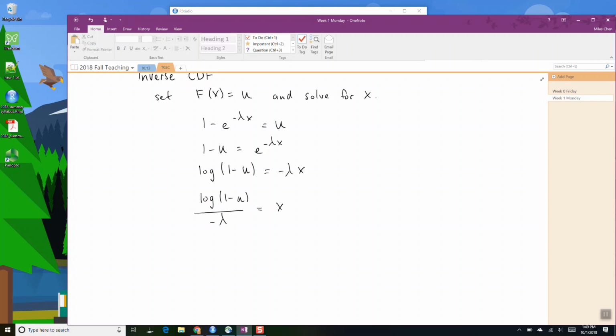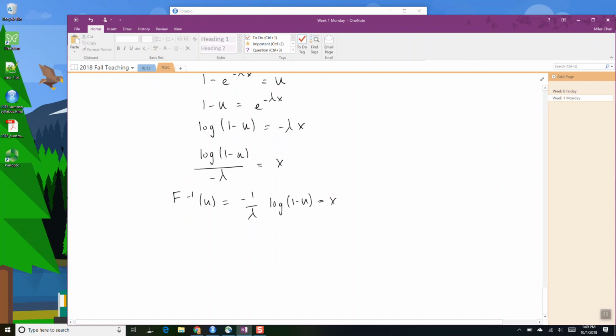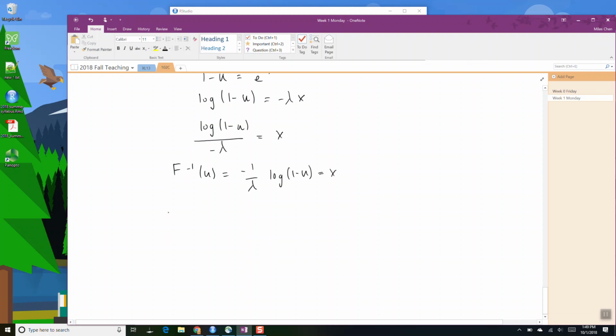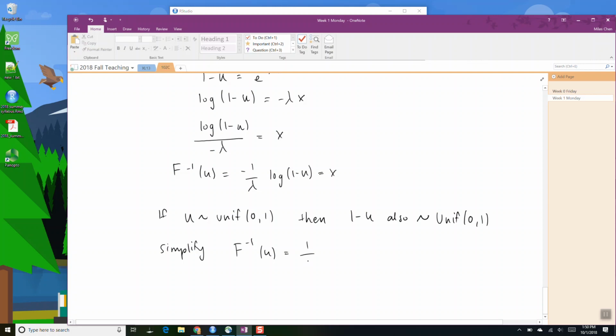Wait, did I mess something up here? All right, so at this point we can say if u comes from the uniform 0 to 1, then 1 minus u also comes from uniform 0 to 1. So we can simplify this to just be log of u.